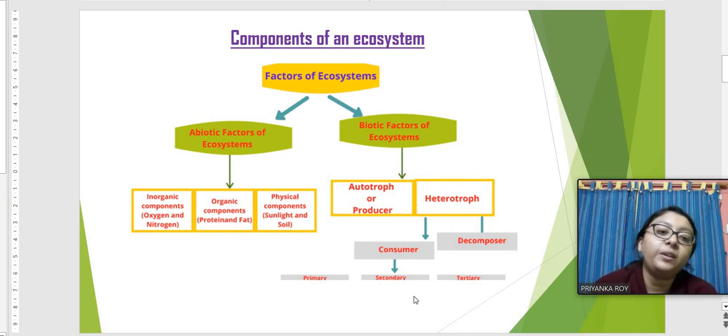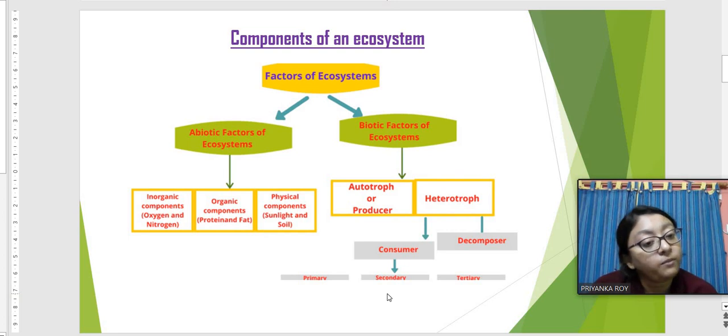Consumers can be primary, secondary or tertiary. Primary consumers are usually the herbivores that feed on the green plants, the grass-eating animals. Secondary consumers are those that feed on the primary consumers, and they are called carnivores.